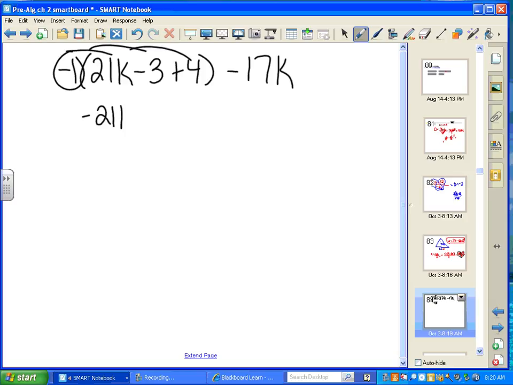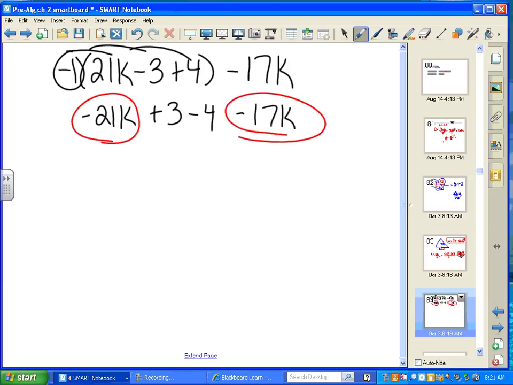Combine like terms. Who can tell me what like terms we need to combine? Justin? Good. Okay, so when we combine like terms, what is our simplified expression? Alyssa? Good job. Negative 38k minus 1. So let's put a 1 in.